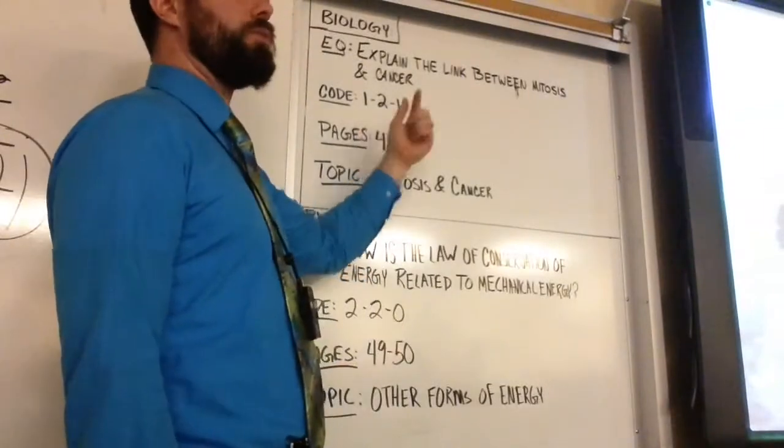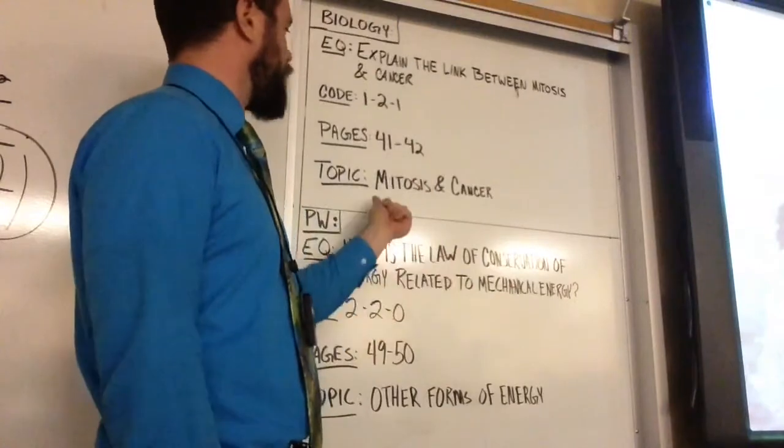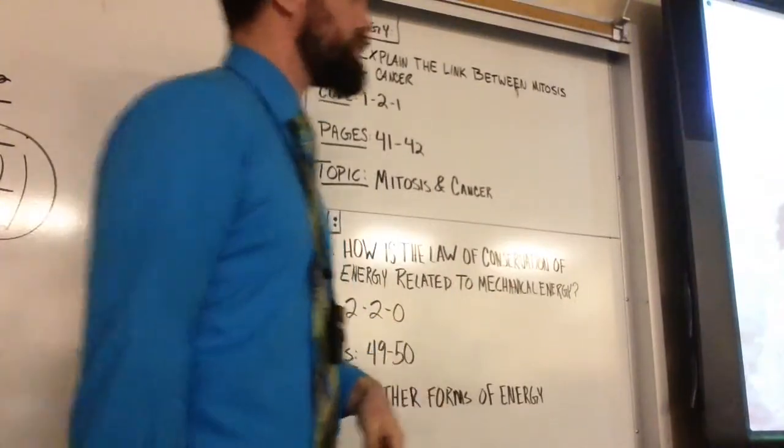Your code is 121, so that's a level 1, 2 level 2s, and a level 3. You should be on page 42 right now, and your topic is mitosis and cancer.